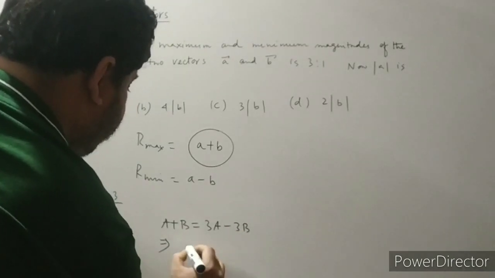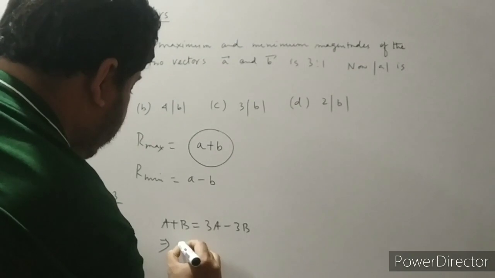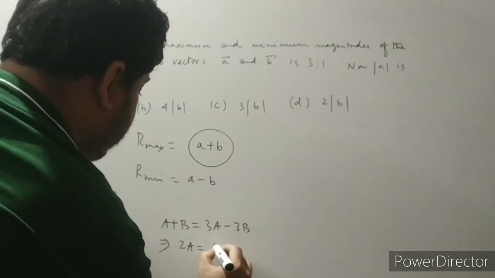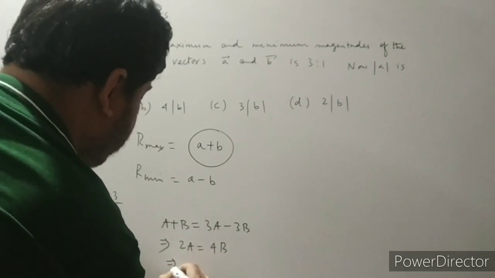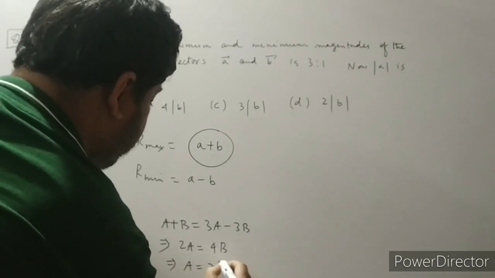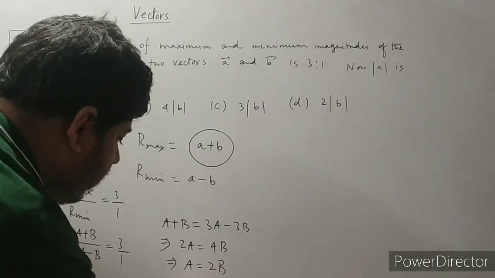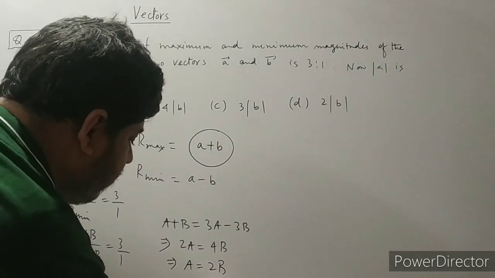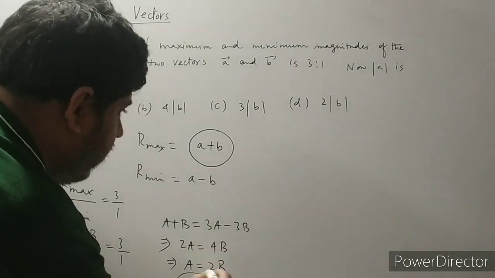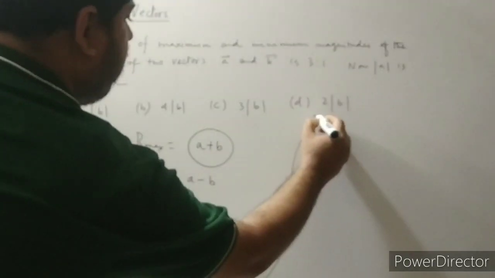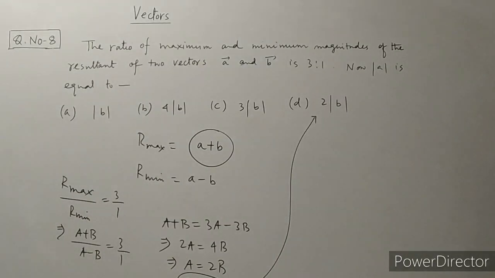So it will be 2a is equal to 4b. So a will be 2b. Fine. Small a, in the question it was given small a. Small a is equal to 2b. So a is 2b means option number D is correct. Option number D will be correct for this question number 8.